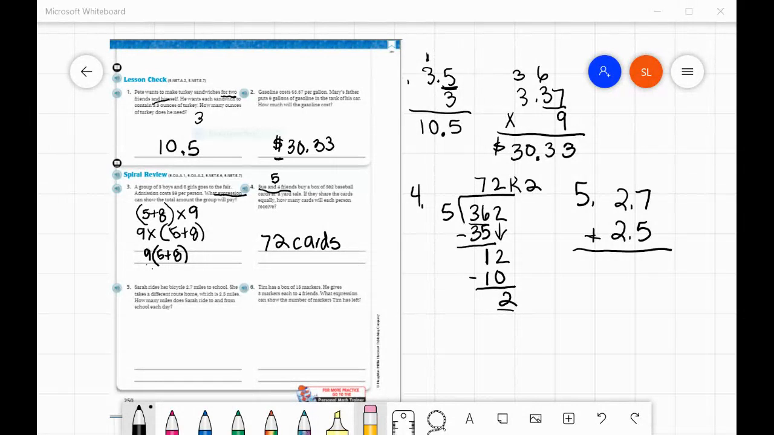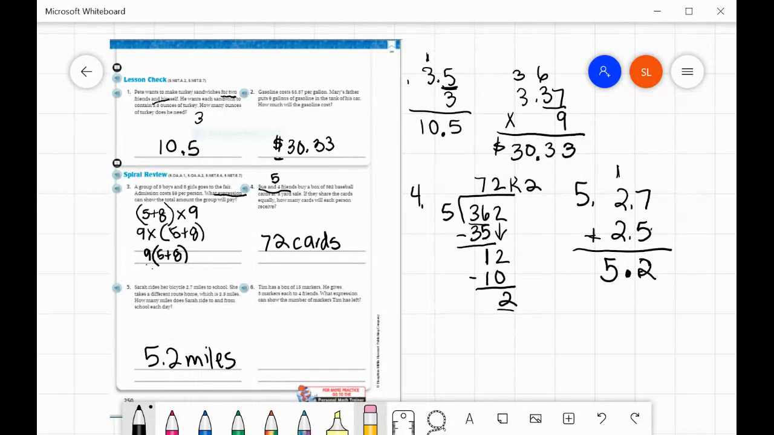So when we add decimals, we keep the decimals lined up. So if you want to put your decimal point in right away, you can. 7 plus 5 is 12. Oops. Carry the 1. 2 plus 2 is 4 plus 1 is 5. So she travels 5.2 miles.